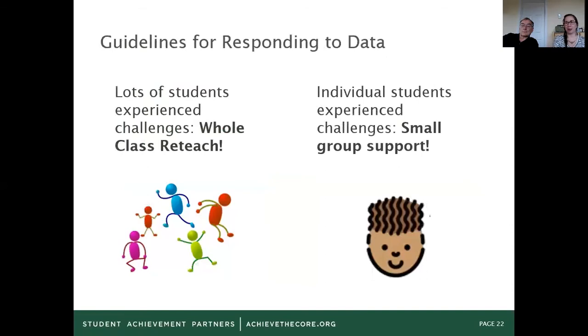And then when you're thinking about responding to the data, immediately after assessing, you're thinking, did a lot of my students experience challenges? Do I need whole class reteaching? Or did I have individual kids who need small group support? The response to the data is as important as the collection of the data.